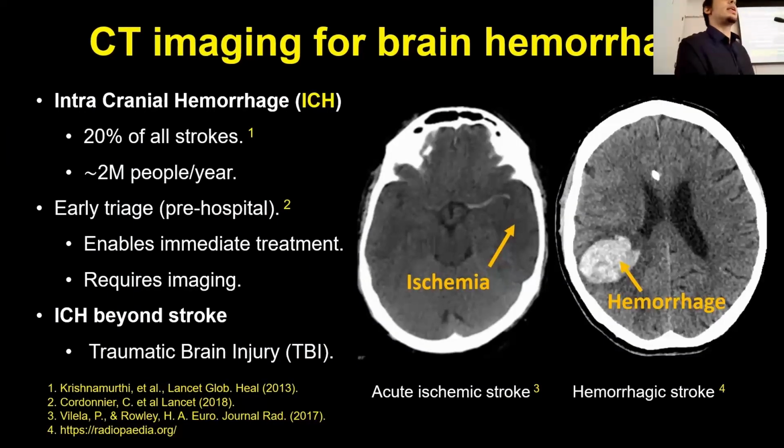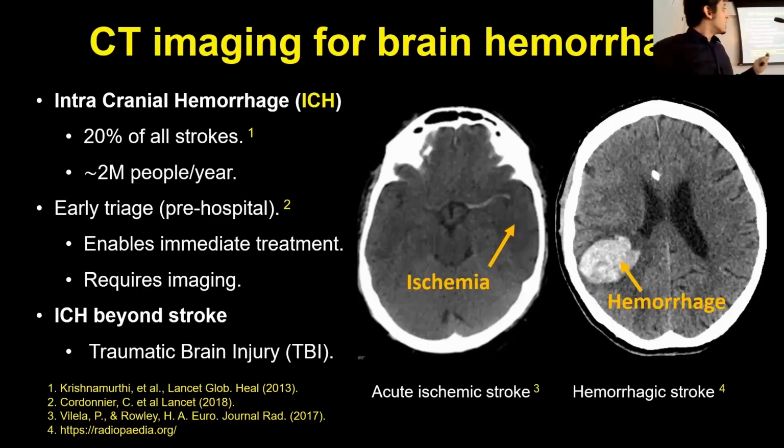Let me introduce the motivation of the project. Currently, stroke is one of the main causes of death in the US. Approximately 20% of all strokes are hemorrhagic, affecting around 2 million people every year. So early triage is very important, especially if it's possible pre-hospital, to enable immediate treatment. And in general, that requires medical imaging.